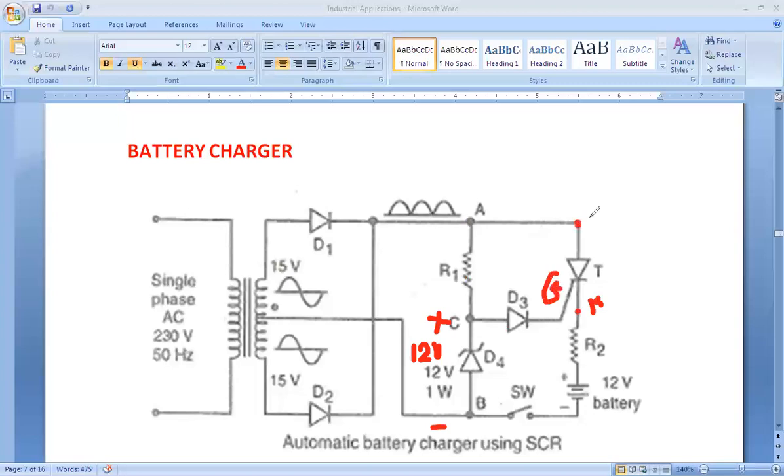Now this point is the anode terminal of the thyristor. This anode is connected with the positive terminal of the battery, and this cathode, through the battery, is connected with the negative terminal. Therefore, we can say that the thyristor T is forward biased all the time. Okay.